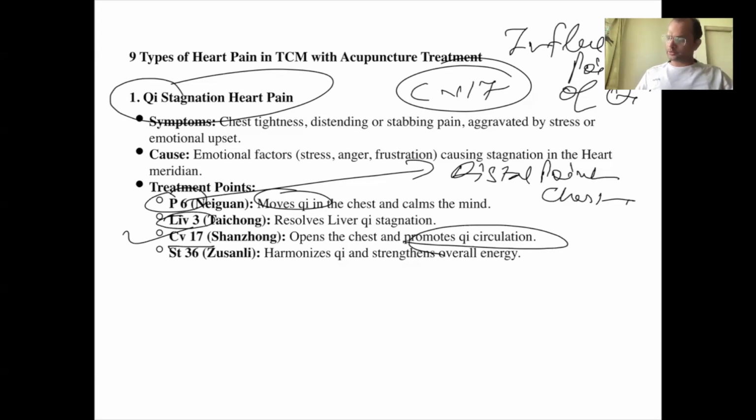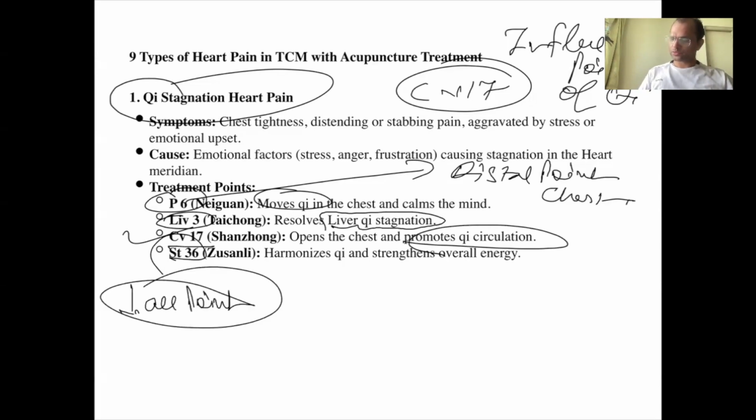Liver 3 is one of the great points for liver chi stagnation. We know that chi stagnation means liver chi stagnation. So liver 3 is very good for liver chi stagnation. And stomach 36 is harmonizing because the stomach channel goes from the chest. So we will study all the points. Okay, very important, very good protocol.